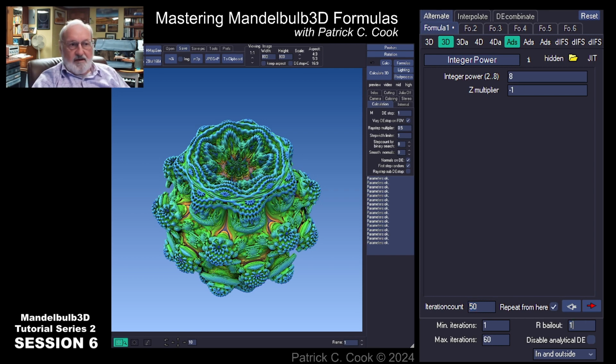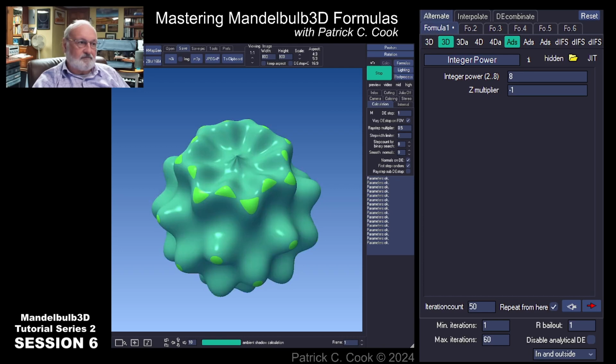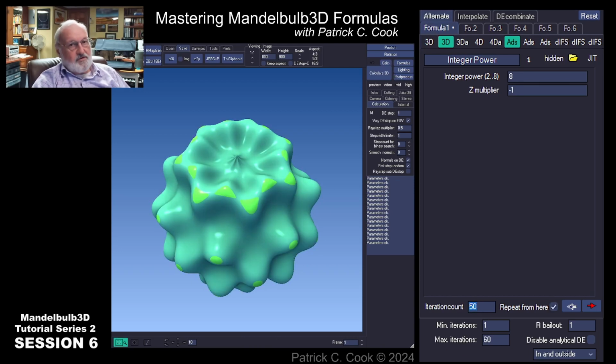Let's put that R bailout to 1. Calculate. We're back to our fuzziness. Again, it just goes to show you that this iteration count is not giving us any better results. So the iteration count and the R bailout have a lot to do with how this Mandelbulb object is formed on the screen. Okay? All right, let's continue this in the next session.